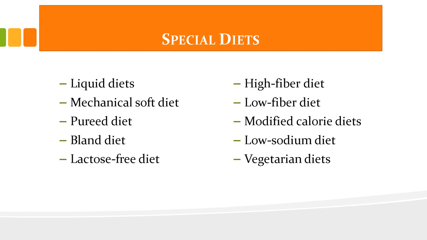Modified calorie diets use a doctor's order to allow for a certain amount of calories to be consumed for the resident per day. Low sodium diets limit salt. Most commonly seen with people who have heart or kidney disease is low sodium or no added salt, NAS. Vegetarian diets avoid meat and some may avoid milk and eggs.